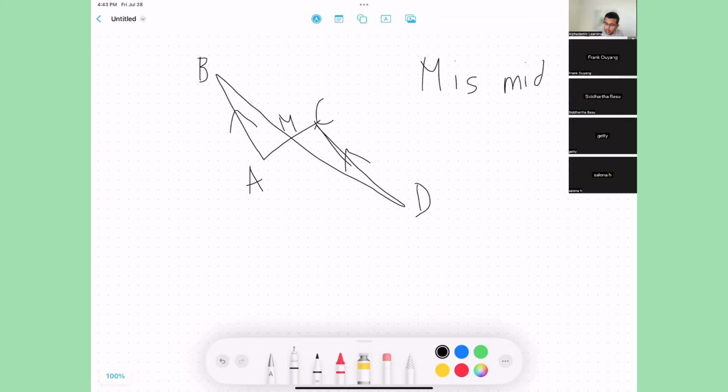So M breaks AC into two equal parts, like AM is equal to MC. Is it necessarily true that M must also be the midpoint of BD? BD meaning this line here. Yes or no? And I'll give you guys about 3 minutes to figure the solution out.